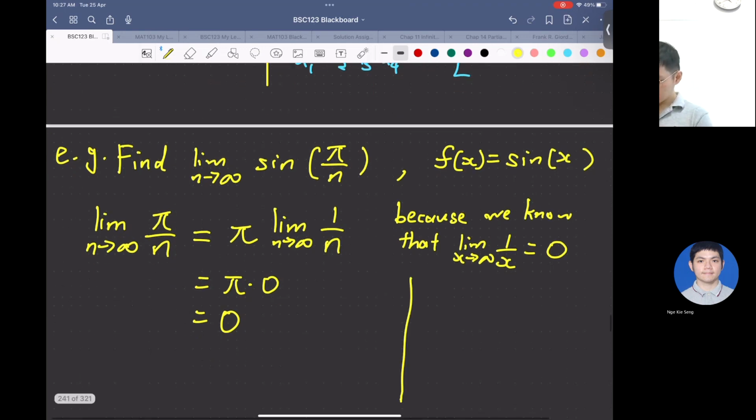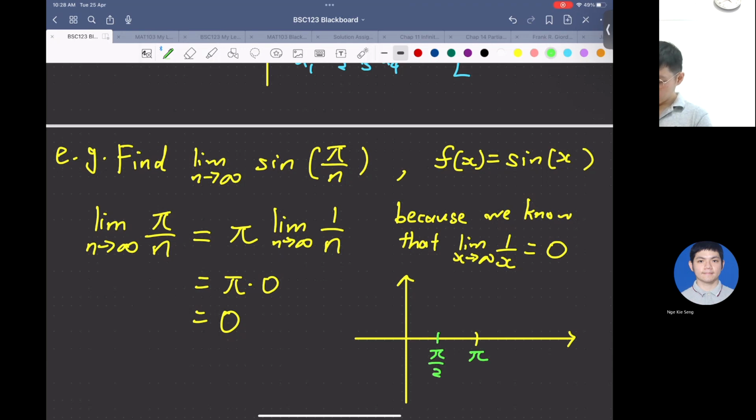So you should have in your mind this sequence here. You start with pi, and pi over 2, pi over 3, and then you converge to 0. Now you've got the sine function. You should be very good at sketching it now, right? Keep doing the polar graph. So the sine function should look like this.